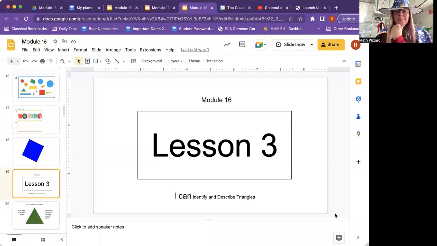Do you remember what we learned about the circle? First of all, it's two-dimensional, means flat. And then we learned about its sides. It has curved sides, right? And then we learned about the square. And we learned that it has 4 equal sides and 4 vertices. Remember what vertices is special fancy name for? Corners. All right, so I wonder what shape we're going to learn about today. Let's go. Module 16.3. I can identify and describe triangles.